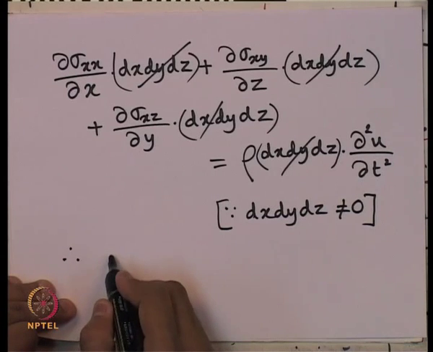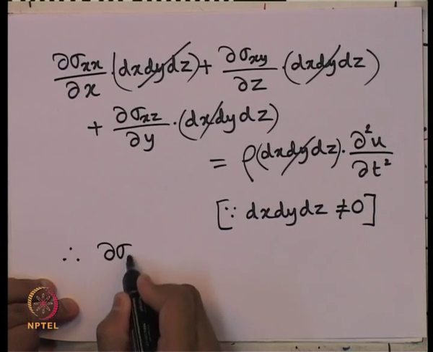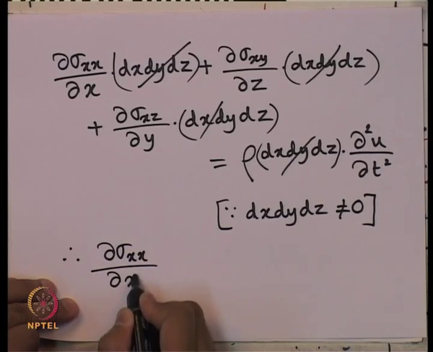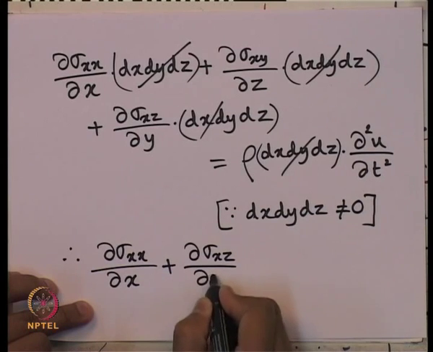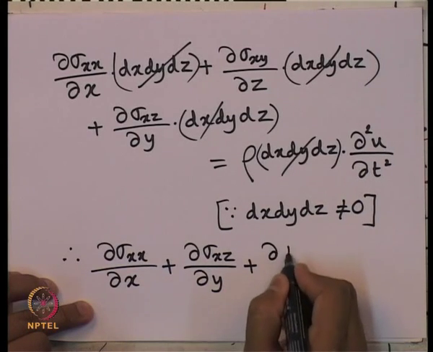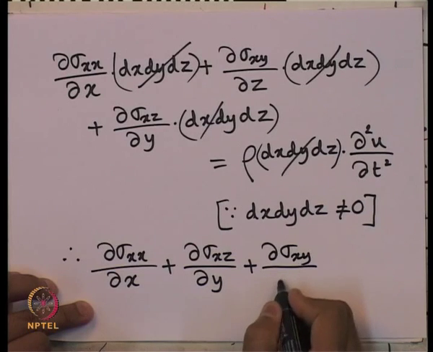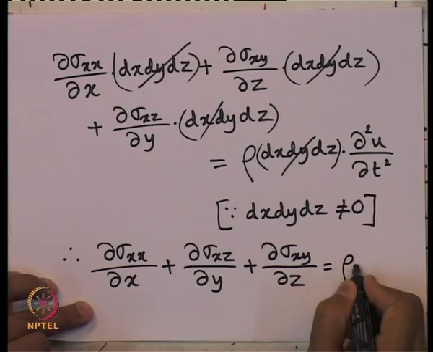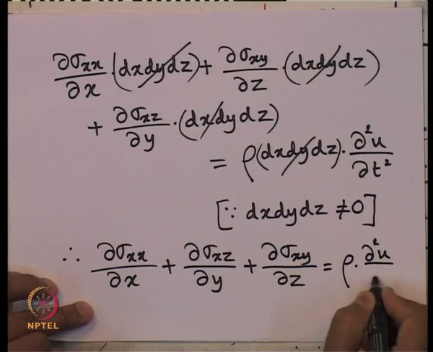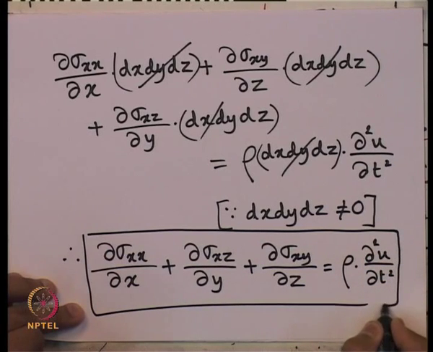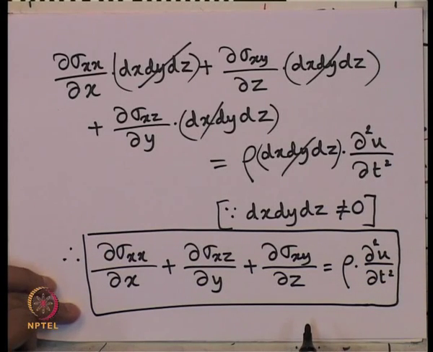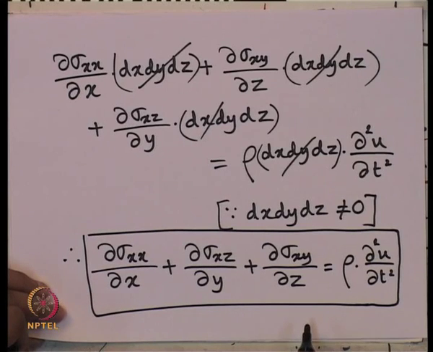Therefore, what can we write? Del sigma xx by del x plus del sigma xz by del y plus del sigma xy by del z equals rho del square u by del t square. So, this is our basic governing equation of motion for a three dimensional wave propagating in the x direction. So, this is in the x direction only.